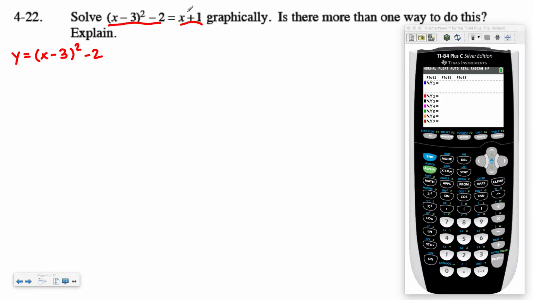Then let's take the right side and make a second function. We're going to have y equals x plus 1. Okay, so now we have two functions here. We're trying to solve for x. We want to know what values of x are going to make this equation true. So we're going to go over here to our graphing calculator. I'm going to move it over here a little bit for you.